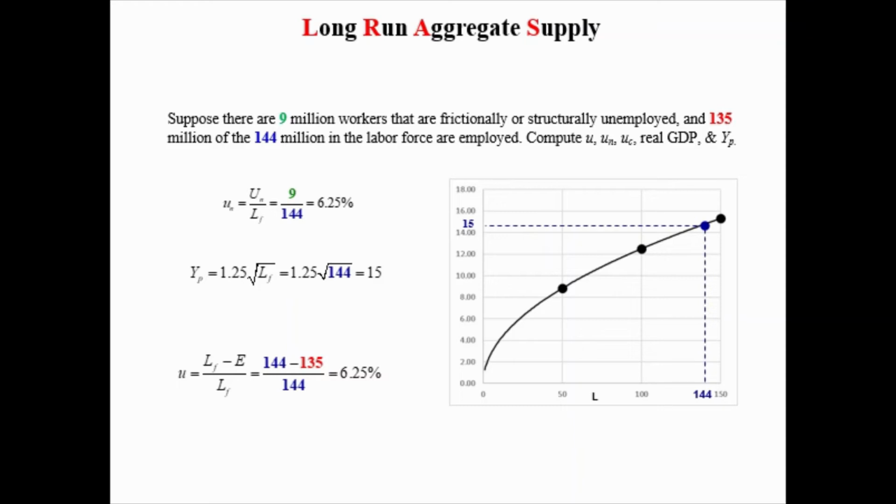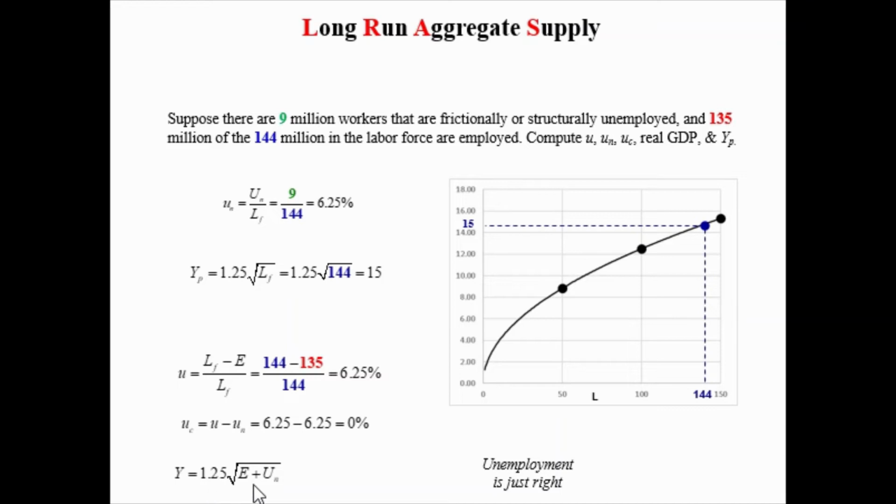Unemployment's just right. So cyclical unemployment is just the difference between the unemployment rate and the natural rate of unemployment. Here, cyclical unemployment is 0. Okay? So unemployment is just right because the unemployment rate equals the natural rate.